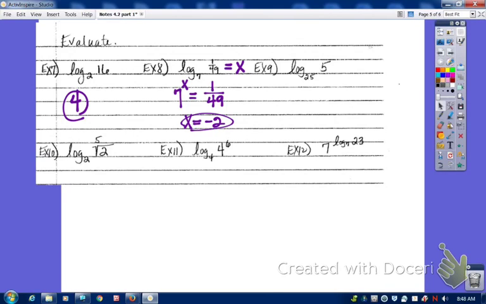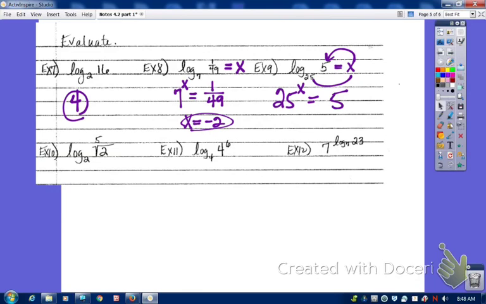All right, example 9. Set that equal to x. Base is 25. Do the spiral technique. 25 to the x is equal to 5. 25 to the first power is 25. 25 to the second power is 625. What are y'all thinking? It can't be a whole number, can it? We just did 25 to the first and 25 to the second. That's not going to give you 5. It's going to be a fraction.